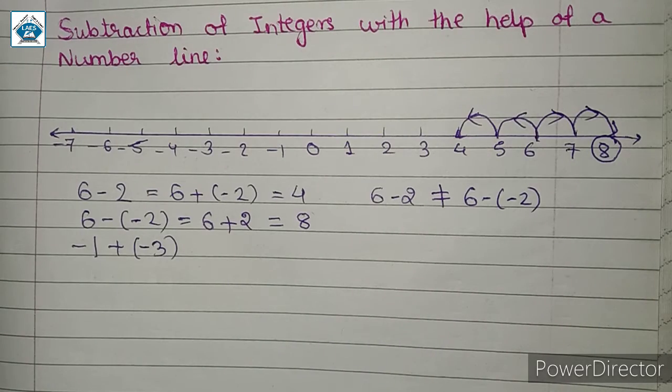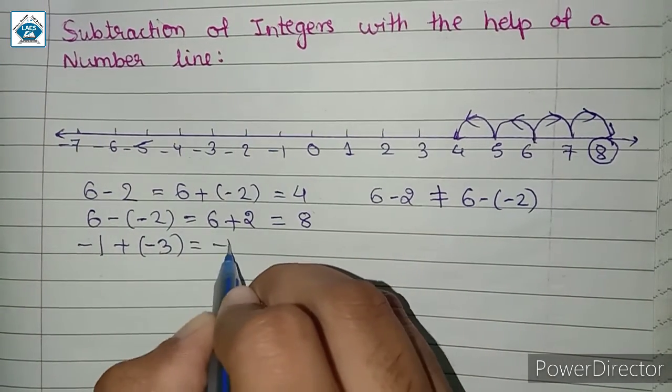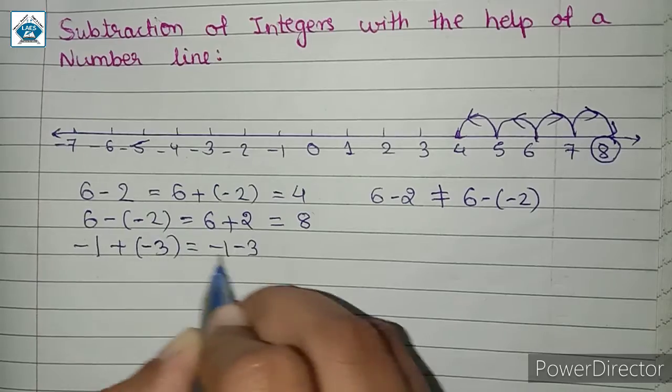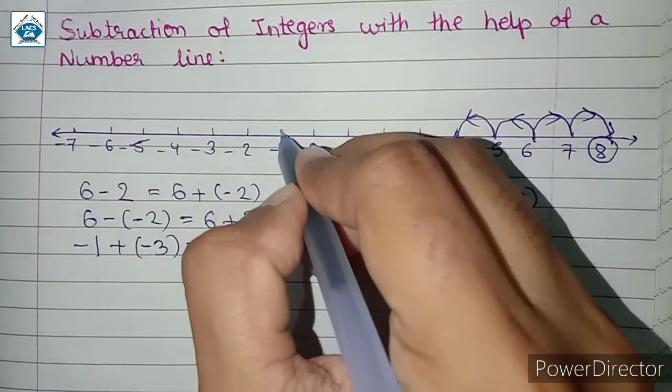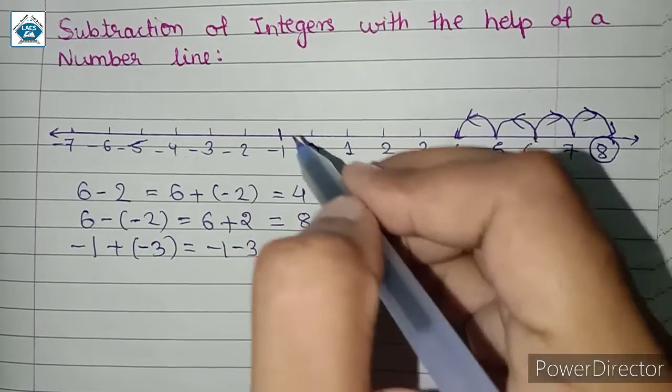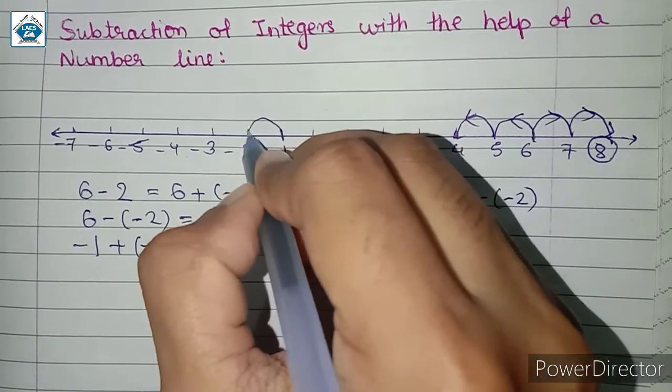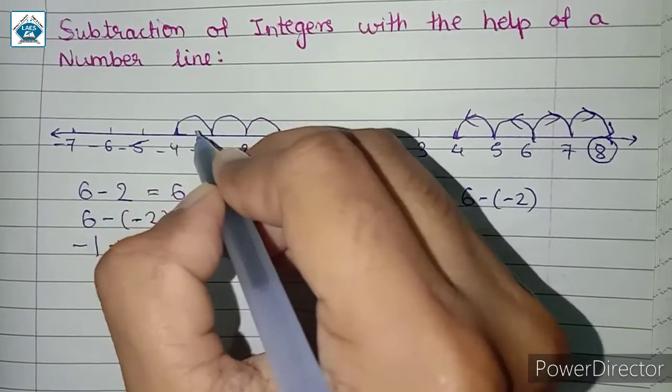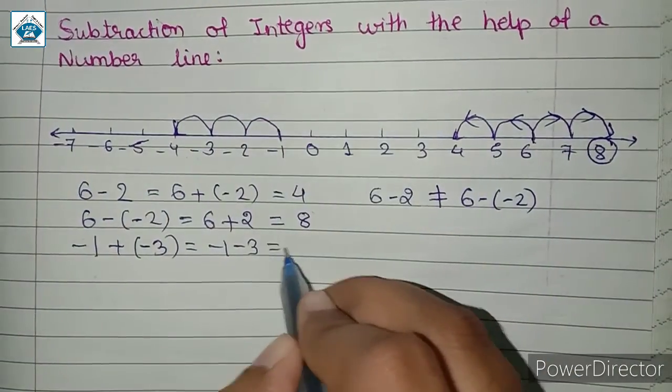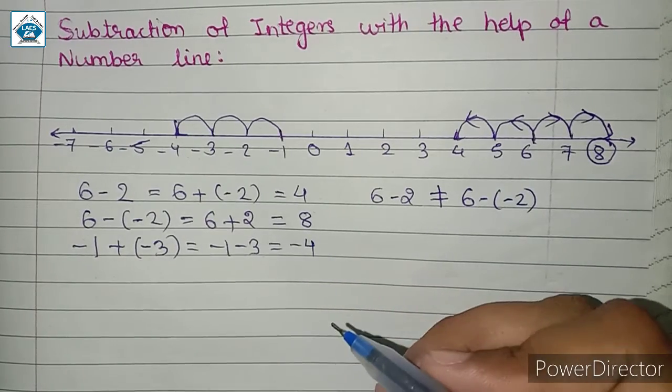What about minus 1 plus minus 3? It is just like addition. We can also consider this like this, minus 1 minus 3 ये आपस में equal होता है. So अब यहाँ पे minus 1 हमारे पास है, minus 3 करना है, so we will move 3 units towards the left in this direction. Then we will get the answer minus 4.